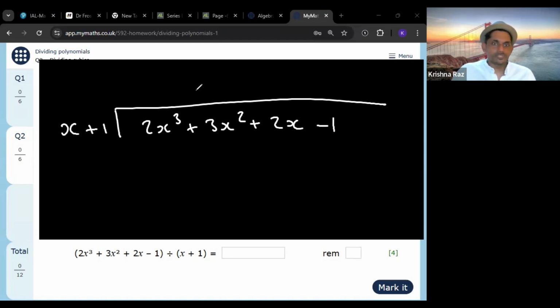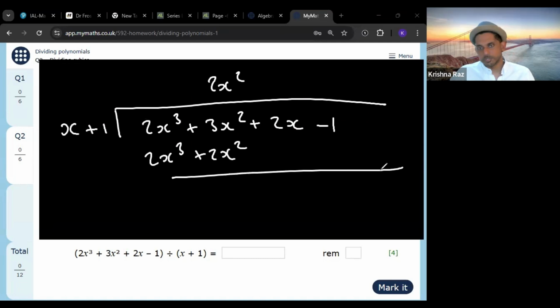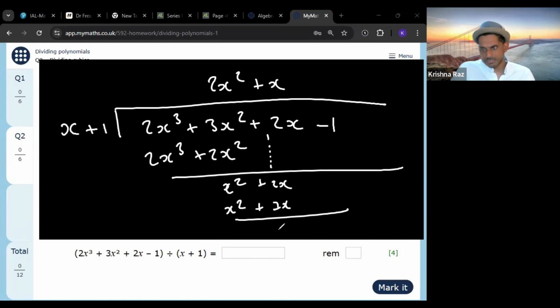So x times 2x squared gives me 2x cubed. Now multiply the 2x squared by the x and the 1. That gives me 2x cubed plus 2x squared. Next step, subtract. The 2x cubeds cancel. 3x squared minus 2x squared is x squared. Drop that down. What do I times x by to get x squared? 1x. And the x multiplied by x and x plus 1 gives me x squared plus x. Subtract. I get x.